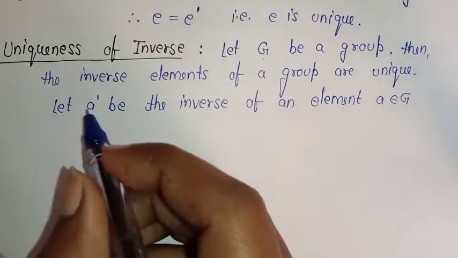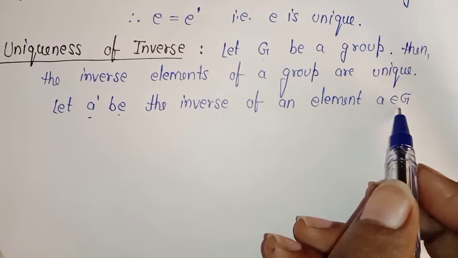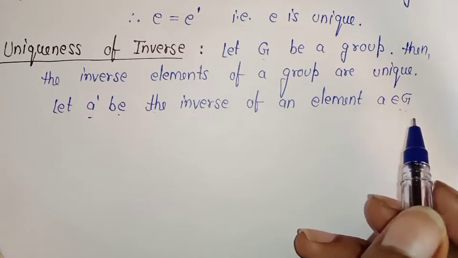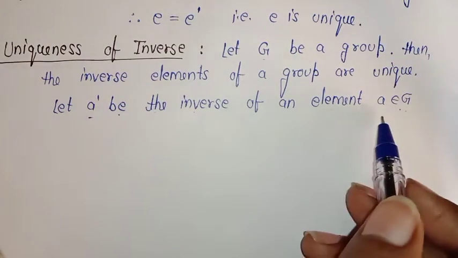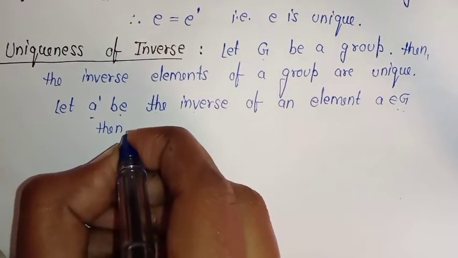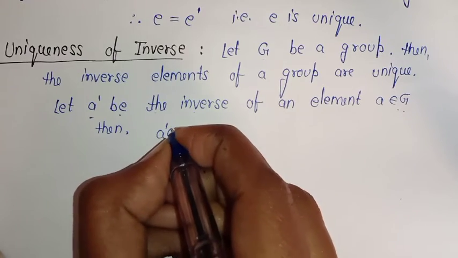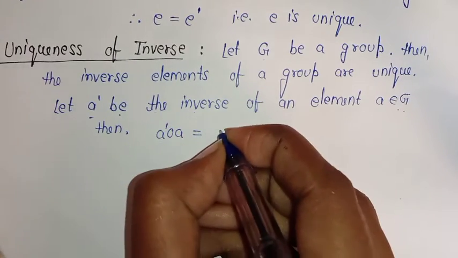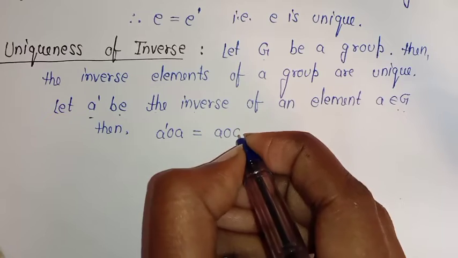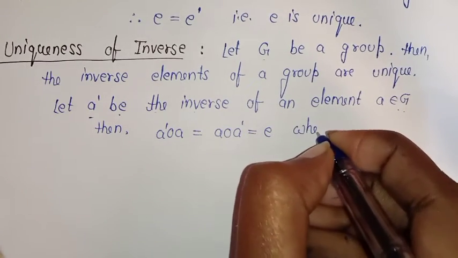To prove this theorem, firstly assume let A' be the inverse of an element A belongs to G. Suppose A' is the inverse of A, then by the property of existence of inverse, A' operation A is equal to A operation A', which is equal to identity E, where E is the identity element of G.